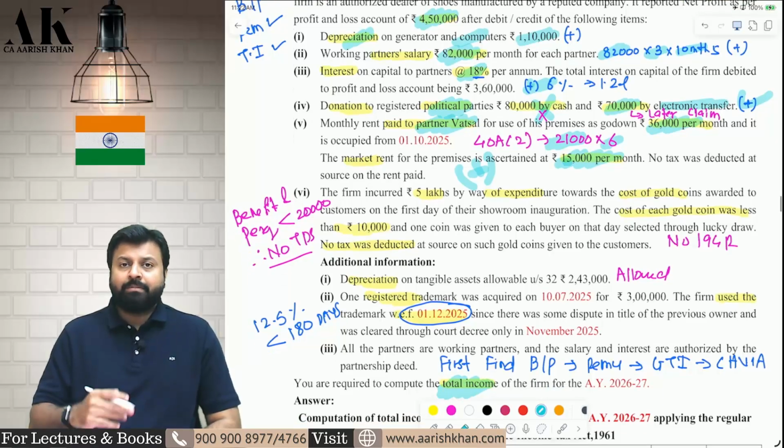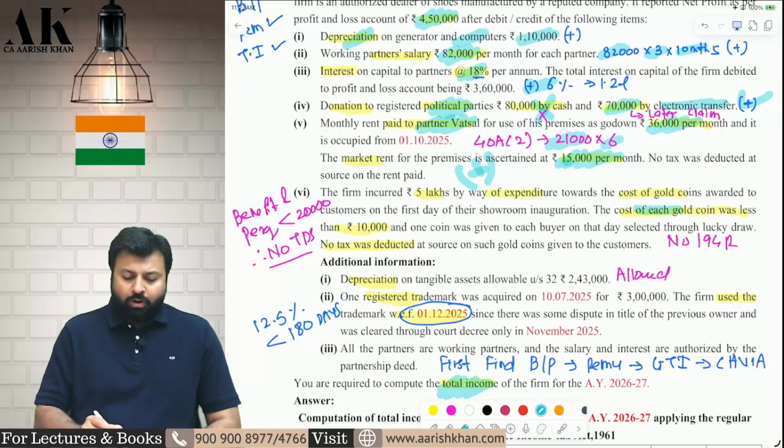Next one, you are giving some benefit and perquisite to your customers in the form of gold coins. The gold coins are not exceeding worth 10,000 rupees. So the value of the gold coin is up to 10,000 rupees. And you have not deducted TDS. Is it okay? Yes, it's okay.